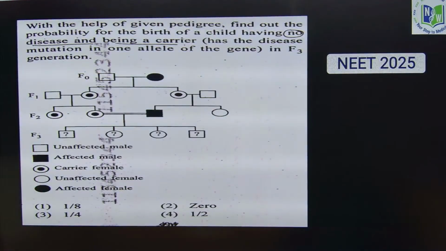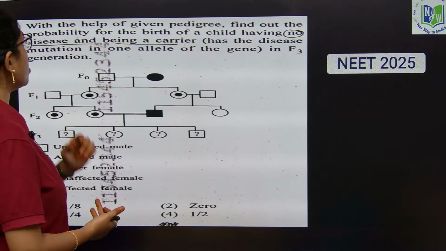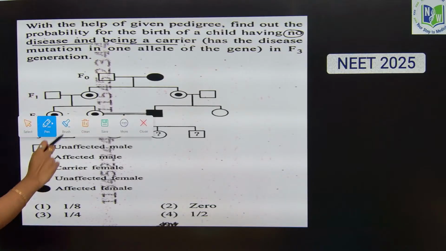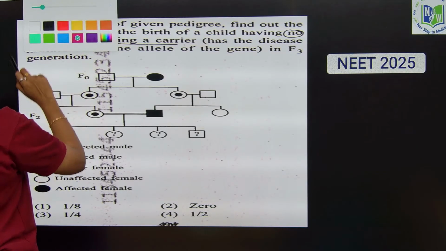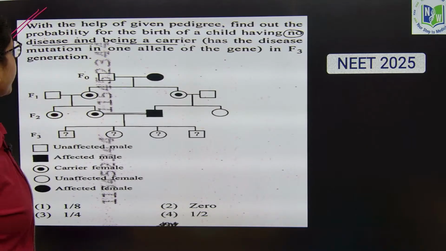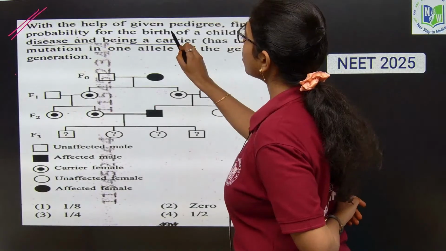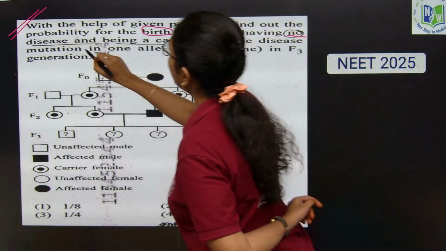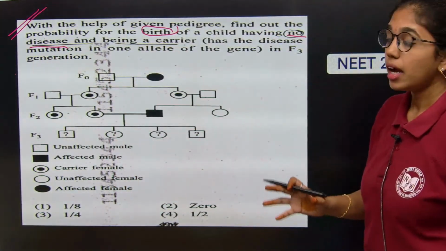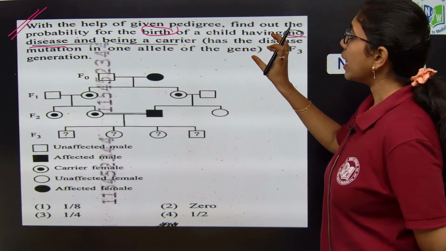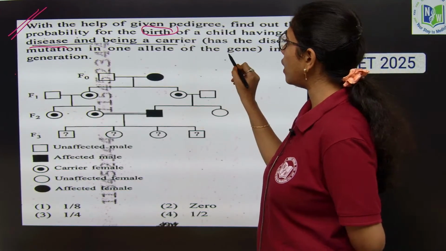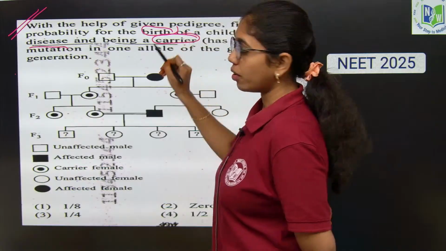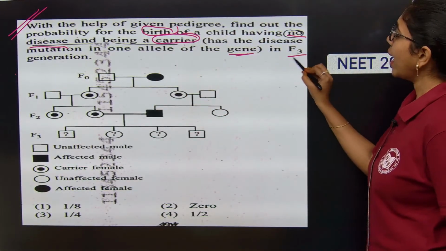First question is on your pedigree analysis. So, if you see here, this question is very important, beta. Look at this carefully. With the help of given pedigree, find out the probability for the birth of the child having no disease and being a carrier. In brackets he has mentioned clearly it should have a disease mutation on one allele of the gene. That means he is asking us to identify for a carrier, okay, carrier female. In which generation? F3 generation.